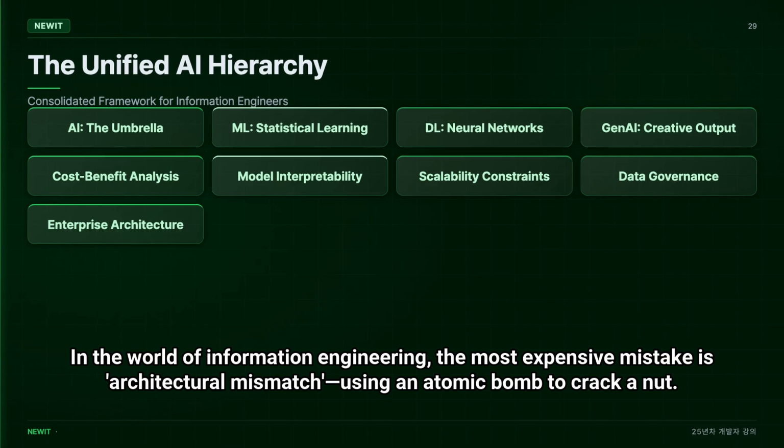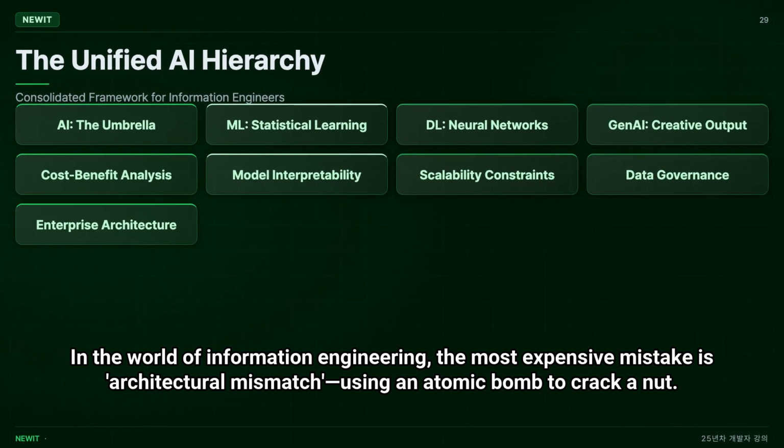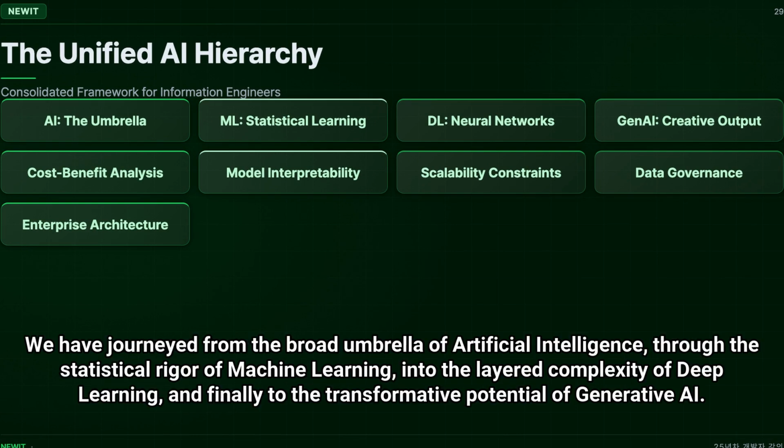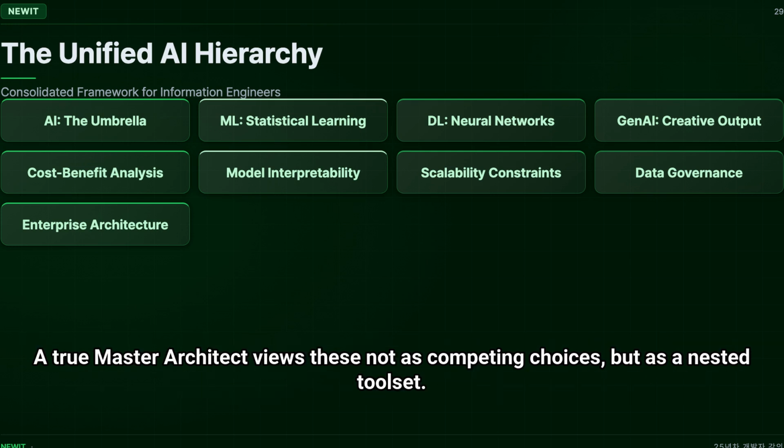In the world of information engineering, the most expensive mistake is architectural mismatch, using an atomic bomb to crack a nut. We have journeyed from the broad umbrella of artificial intelligence through the statistical rigor of machine learning into the layered complexity of deep learning, and finally to the transformative potential of generative AI. A true master architect views these not as competing choices, but as a nested toolset.